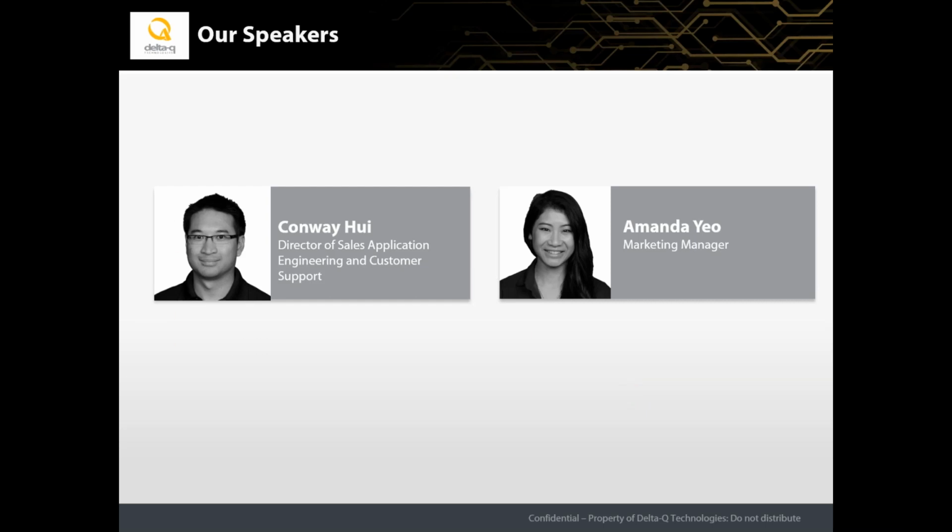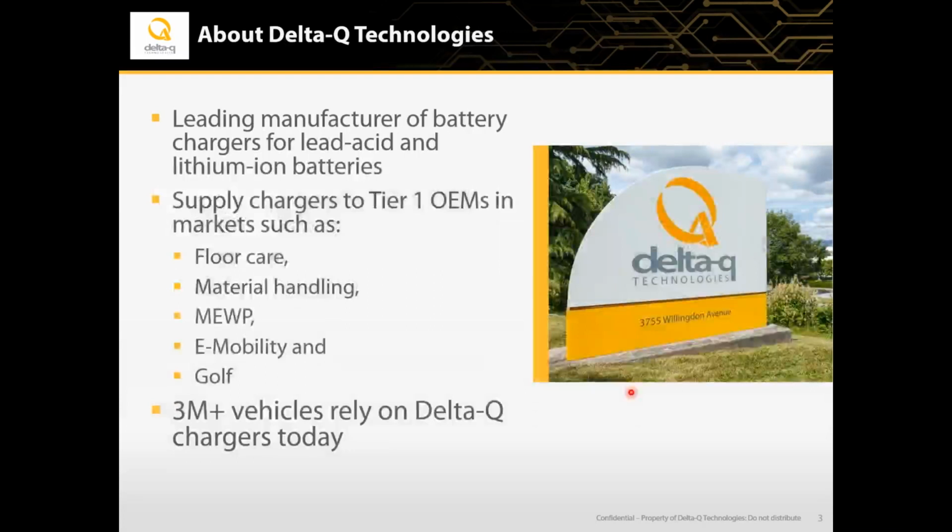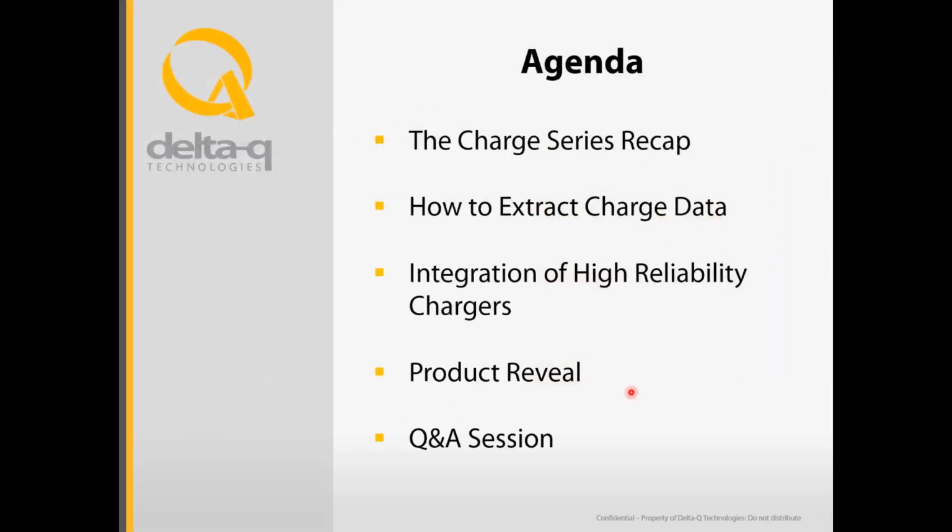So who are we? Delta Q is a leading battery charger manufacturer for lead acid and lithium-ion batteries. Our charging solutions are used around the world in a variety of applications. More than 3 million electric vehicles and industrial machines rely on our products today. So in this webinar, we will recap what we've covered so far in the educational series from those 3 days, have a short Q&A, and then we'll discuss how to extract charger data, some tips for charger integrations, followed by our big product reveal, which will redefine the charging expectations for the floor care industry.